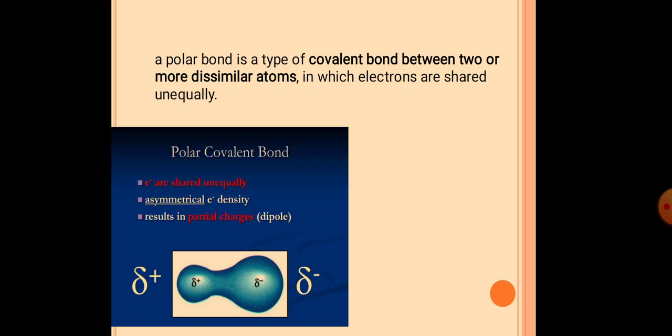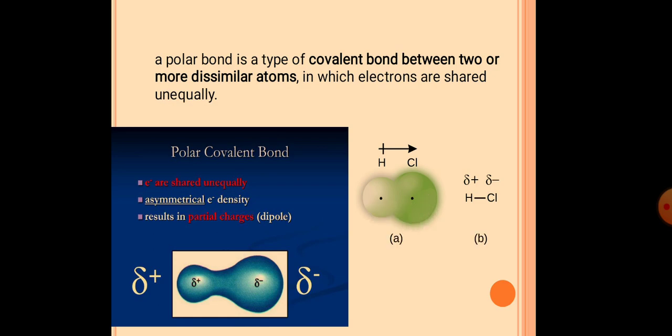Okay, so let us take an example of it. Electrons are shared unequally. There is an asymmetrical electron density, and because of that it results in partial charges. This we have already seen in the water molecule also. In the water molecule, we can see the oxygen has a delta negative charge and hydrogen has delta positive charges.